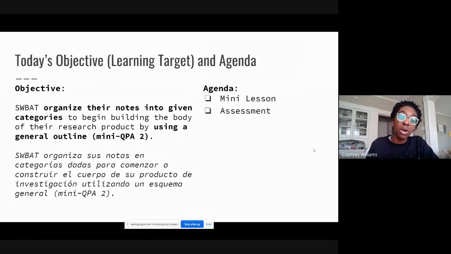So today's objective, or our goal for today, is for you all to be able to organize your notes into categories, and will help to begin the body of your research project, your research product, whether that's a paper or a presentation, by using an outline that is given to you. And this is going to be your Mini-QPA. So when you complete this and turn it in, you will be assessed on those 2 competencies that I mentioned on the previous slide. And so today is being used for you to organize the notes that you should have taken Monday and Tuesday of this week.